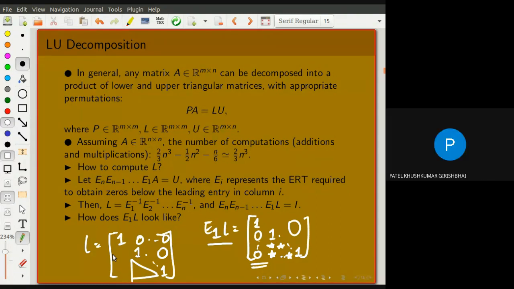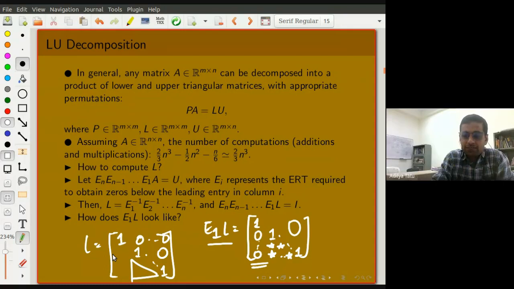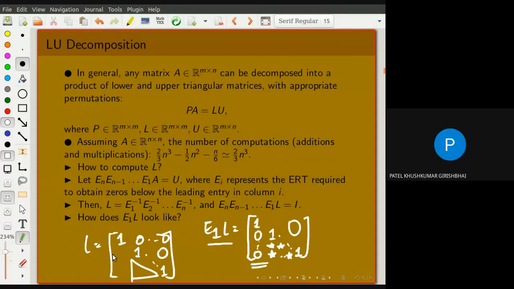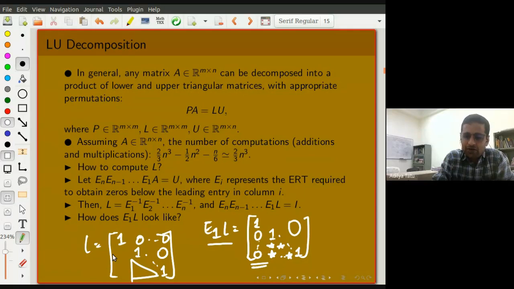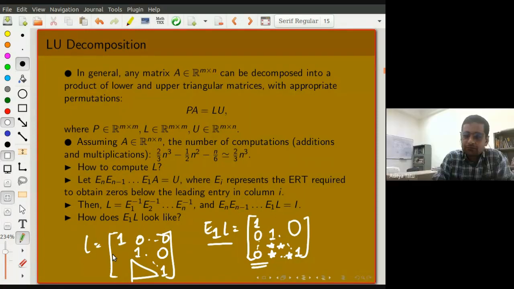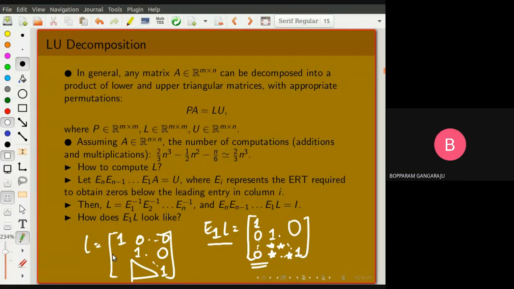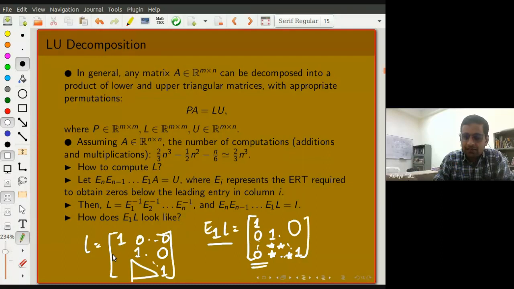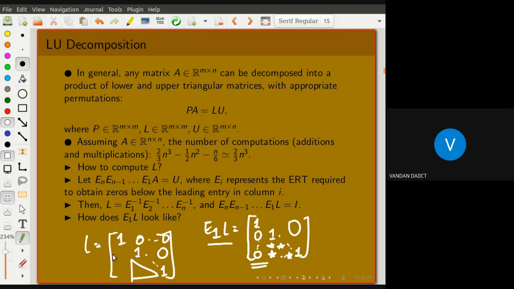Same as A. Why would it be same as A? Because we apply E1 on A. No. The scalars, while transforming the first column of A to 0, would it be the same scalars? Then I think negative. Negative.